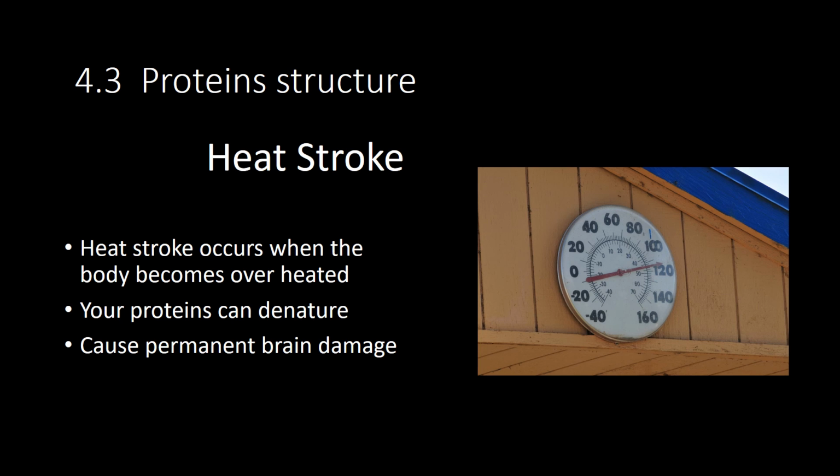Now this is really bad for us if we get overheated. Humans operate around 98 to 100 degrees. We can get a little bit hotter than that. But if we become overheated and our temperature gets up to 105, 6, 7, 8, we're in big trouble. And the reason why is because our proteins will begin to denature and we can cause permanent damage to our bodies, especially in our brain.